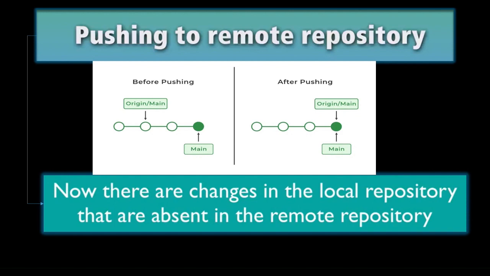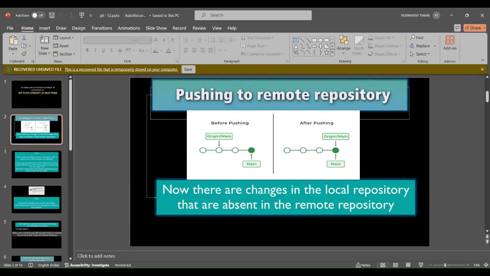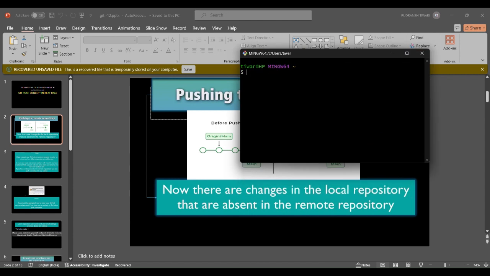Okay, so now there are changes in the local repository, extra commits that are absent in the remote repository. So we have to show these commits in the remote repository, then we try to push this. What is main here? Main is basically the local portion, and origin/main is the remote portion. If we want both to be in sync with each other, we use the command for pushing to the remote repository. So I described what push is. Do you understand what push is?